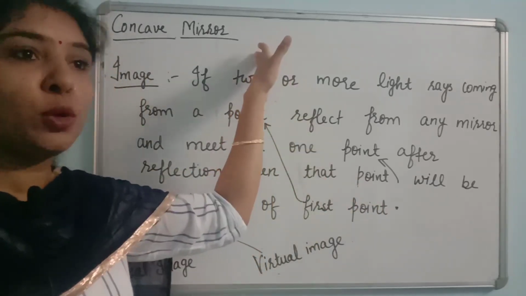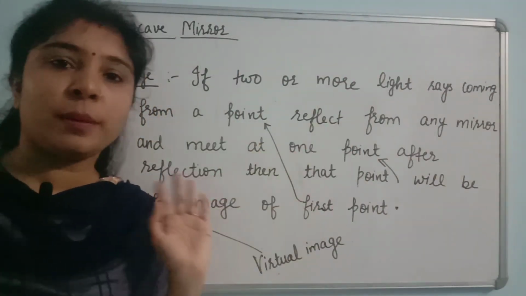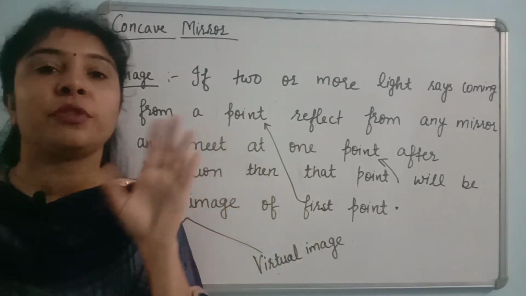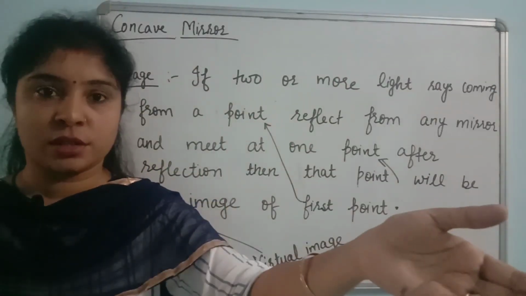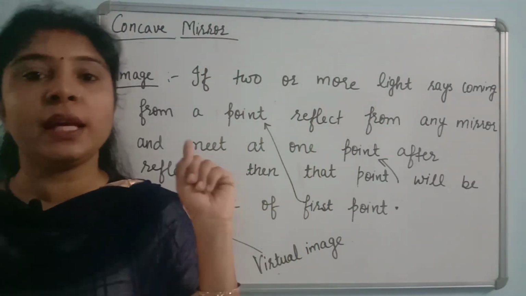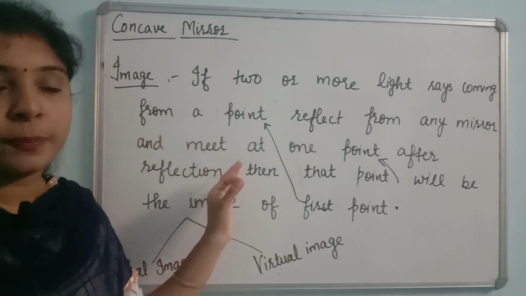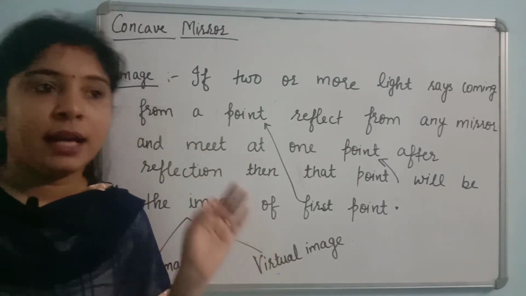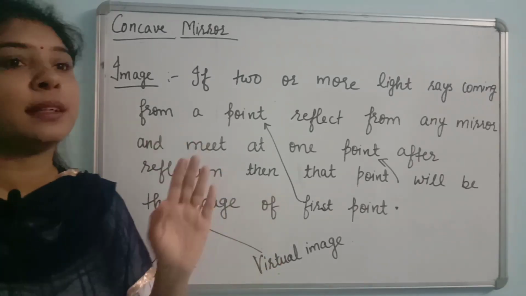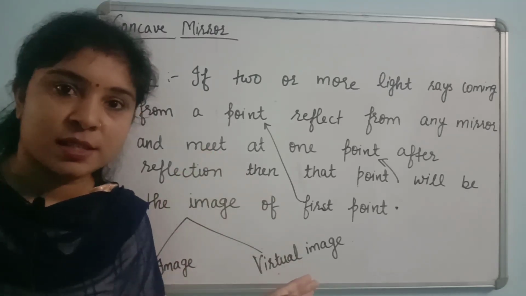Okay, you have an object, and light rays are coming from the object and striking the mirror. If those light rays, after reflection, meet at another point, then at that point the image of the object will be formed.